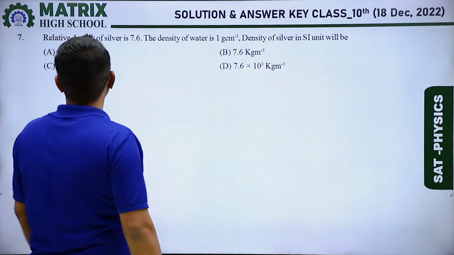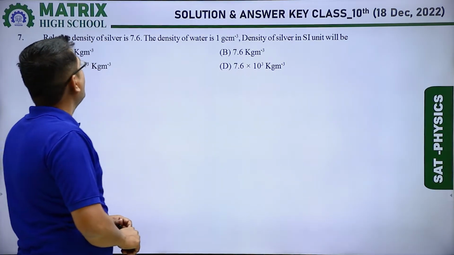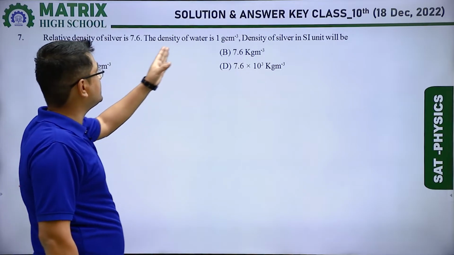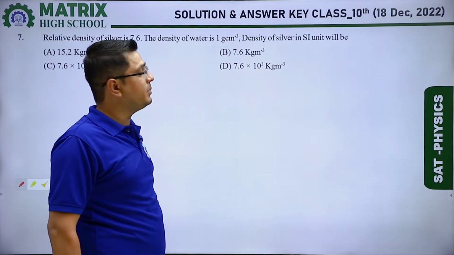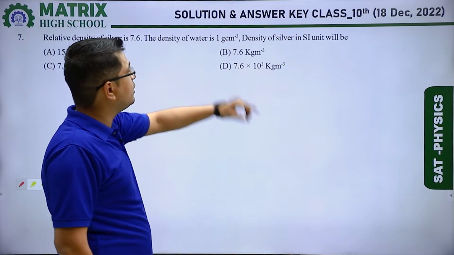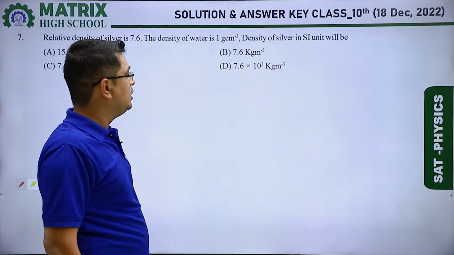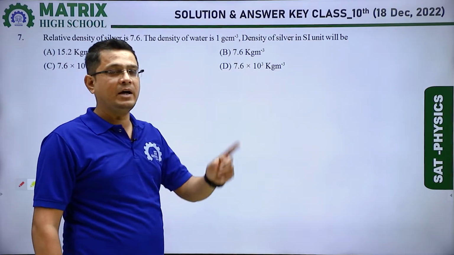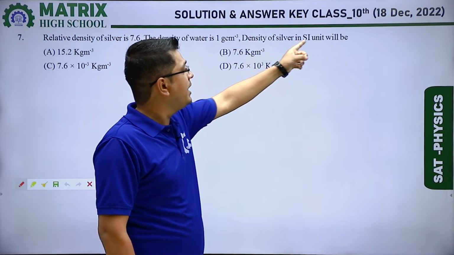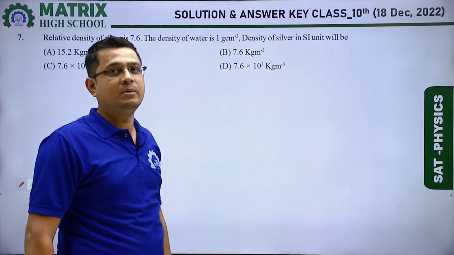In question number 7, it is given that the relative density of silver is 7.6. The density of water is 1 gram per centimeter cube. Then the density of silver in SI unit will be? So we have to calculate density, but we have to remember the answer should be in SI unit, that means in kg per meter cube.